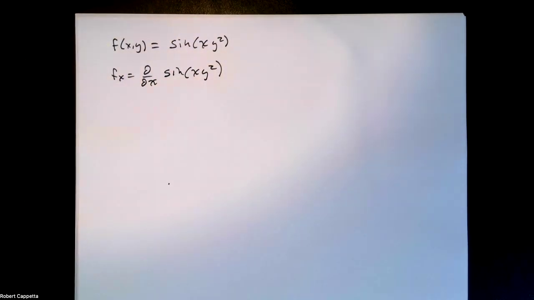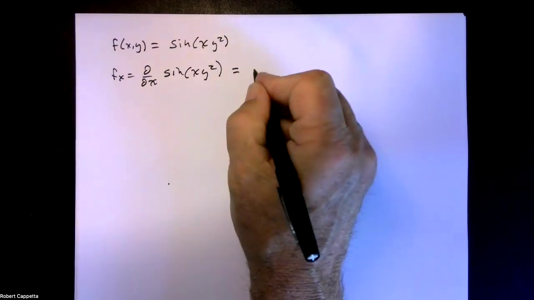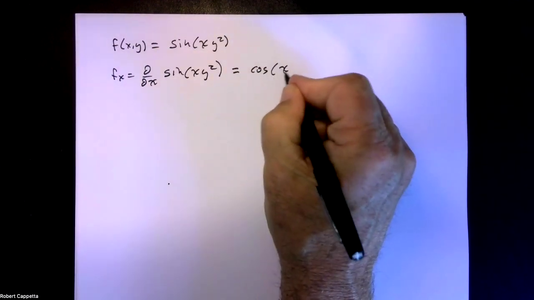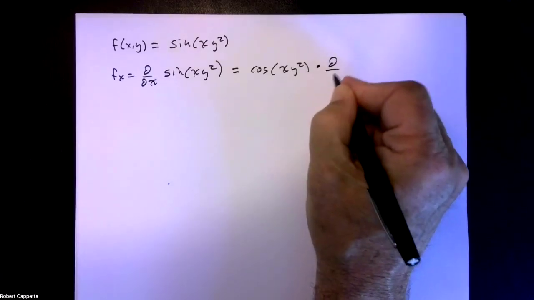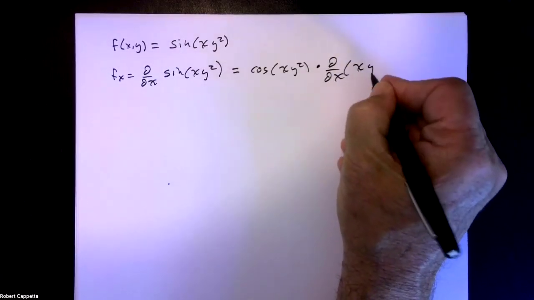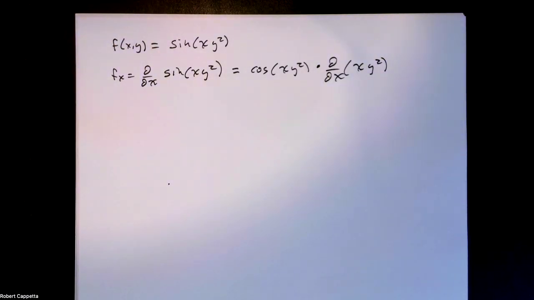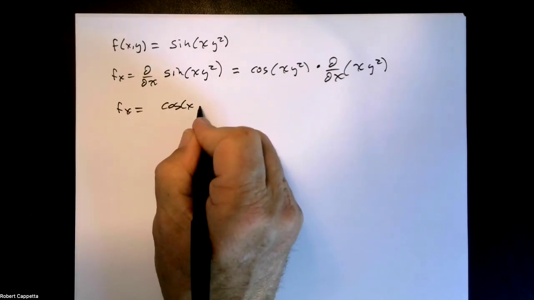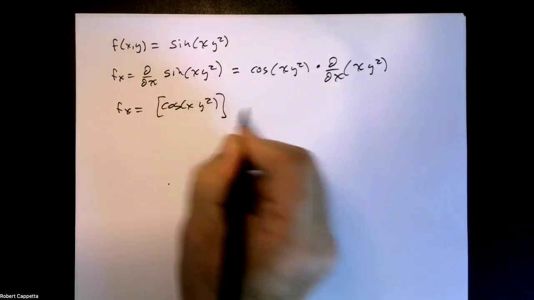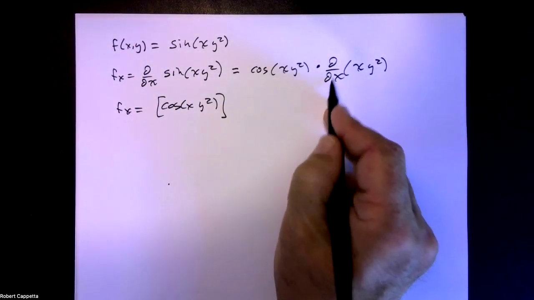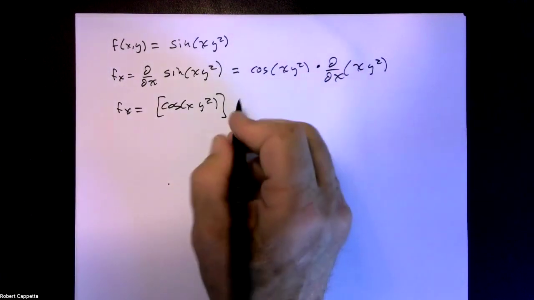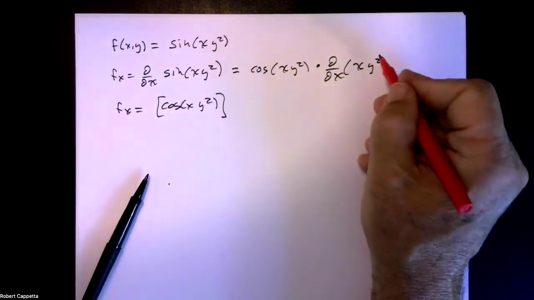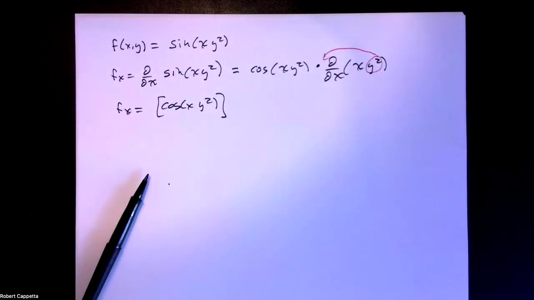of sine xy squared. How am I going to do this? Well, we have to think of the chain rule. So the partial with respect to x of the sine of something is the cosine of that something times the partial with respect to x of that something. So what we get then is f sub x is the cosine of xy squared. Now we can pull the constant out in front. x is perceived as the variable, so y squared is perceived as my constant. So I'm going to pull that y squared in front of my partial derivative operator.